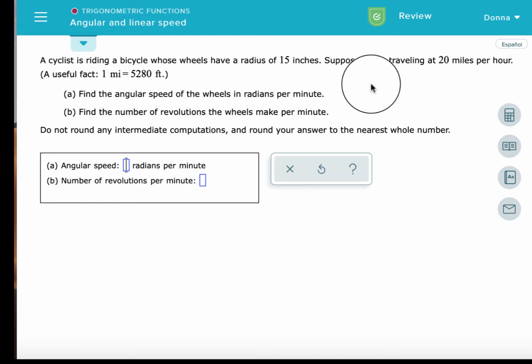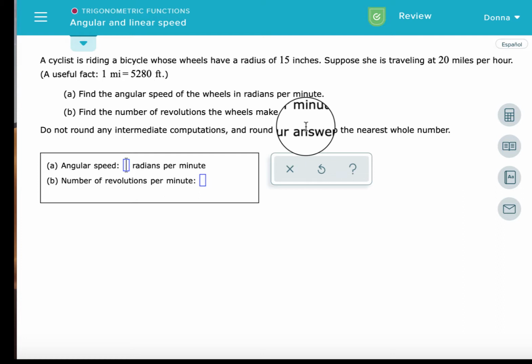I am doing a movie on angular and linear speed. In this example, we have a cyclist riding a bicycle whose wheels have a radius of 15 inches. Suppose she is traveling at 20 miles per hour. A useful fact is that 1 mile is equal to 5,280 feet. They want us to find the angular speed of the wheel in radians per minute and also the number of revolutions the wheel makes per minute.